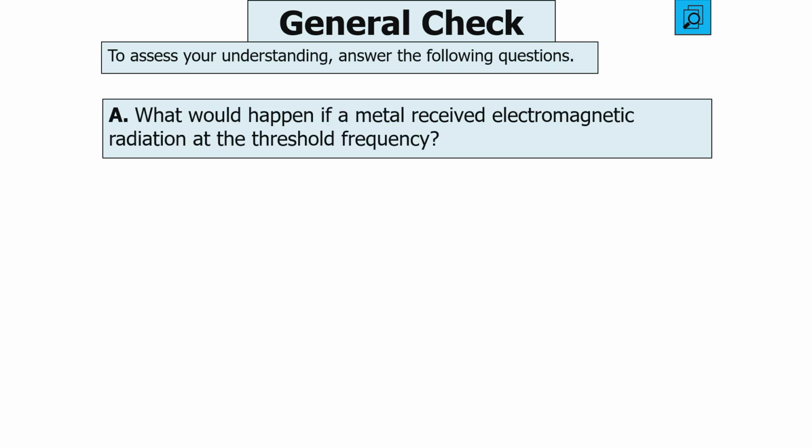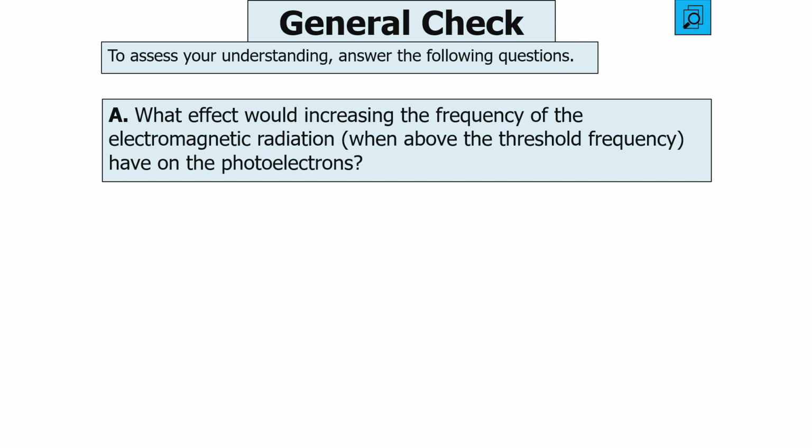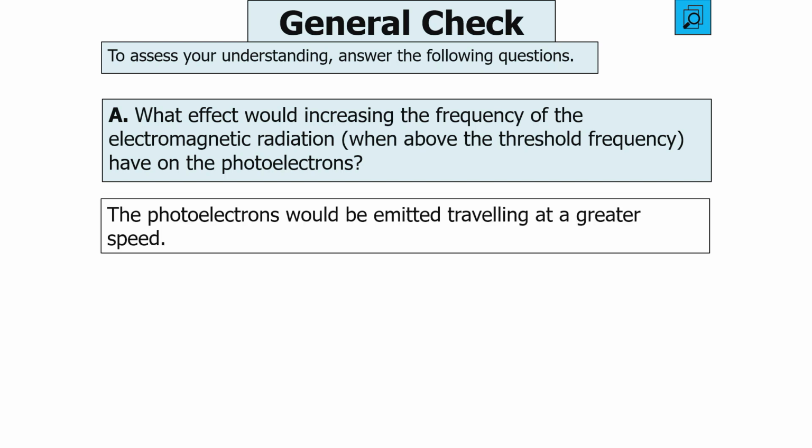What would happen if a metal received electromagnetic radiation at the threshold frequency? Pause the video now, then unpause the video when you want to go through your answer. The photoelectrons would be emitted, but they would not be moving. What effect would an increase in the frequency of the electromagnetic radiation, when above the threshold frequency, have on the photoelectrons? Pause the video now. The photoelectrons will be emitted travelling at a greater speed.